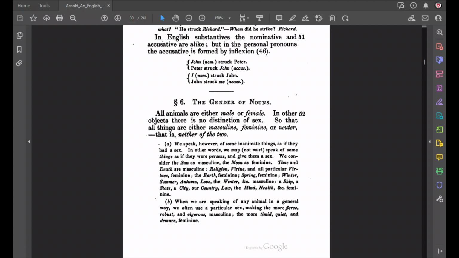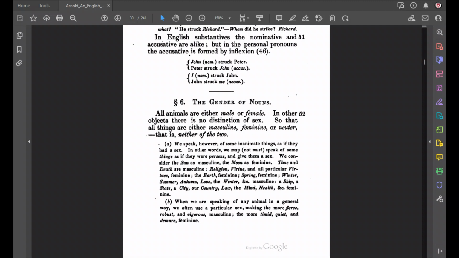When we are speaking of any animal in a general way, and make sure you focus on that phrase, in a general way, we often use a particular sex. The more fierce, robust, and vigorous animals, bigger, nastier, stronger animals, we consider to be masculine. And the more timid, quiet, and demure, the more gentle and tame animals we consider to be feminine. And again, this is speaking in a general way.